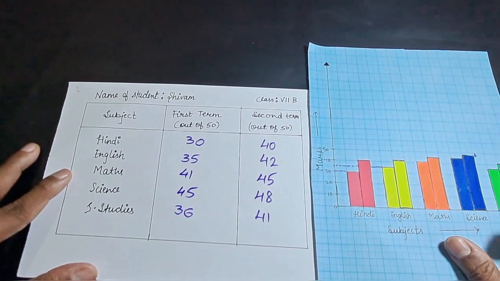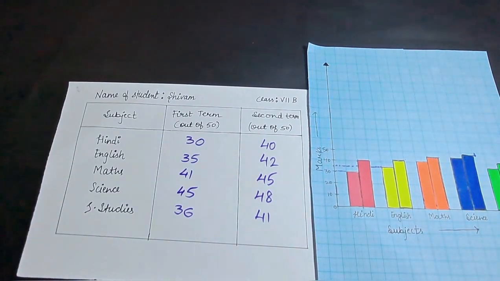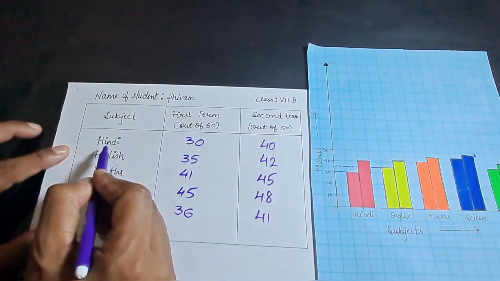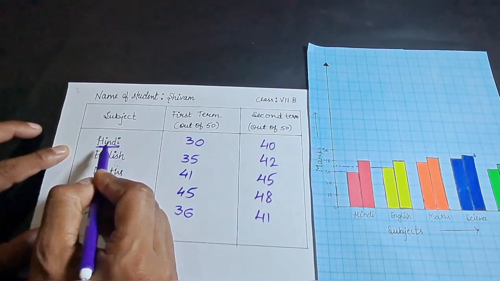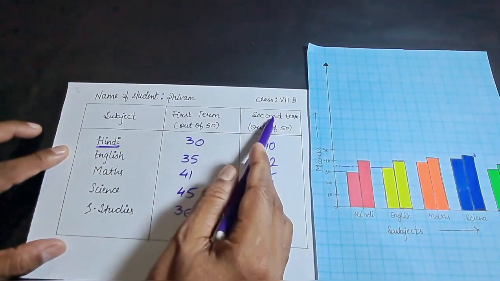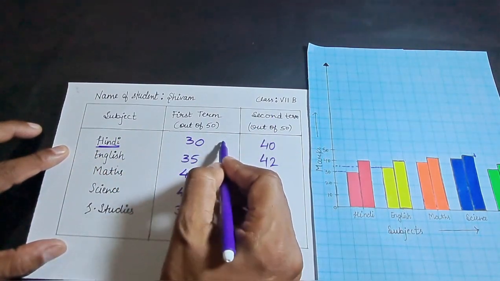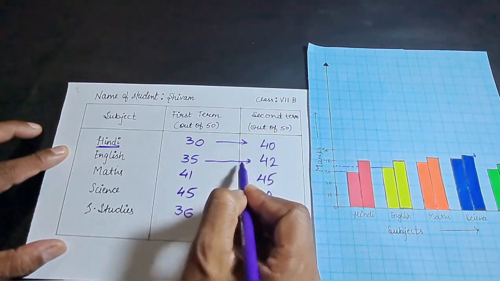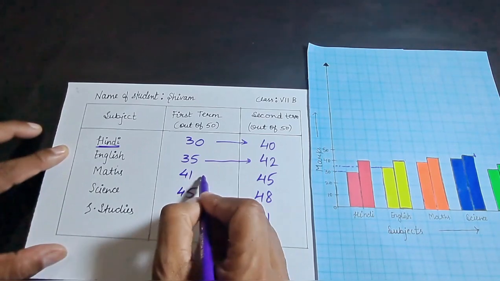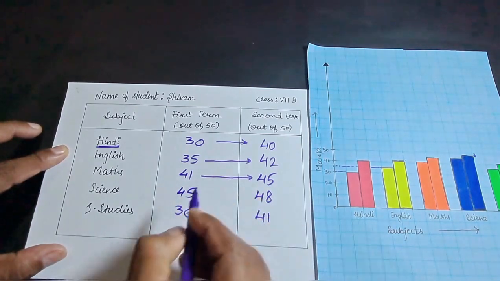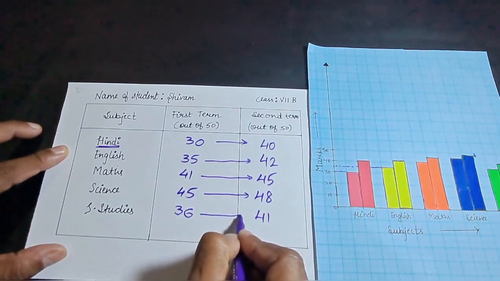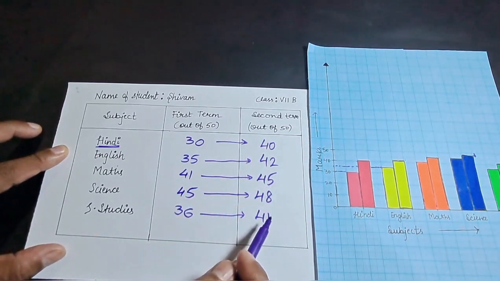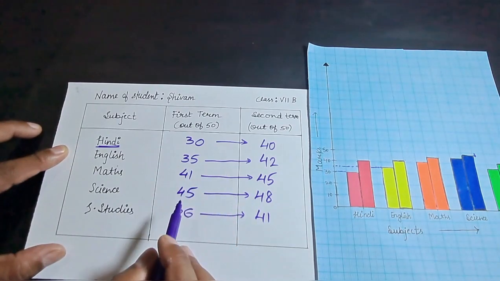Now we can study this table and compare the marks obtained by the student in various subjects in the two terms. You can interpret that in the subject of Hindi, his performance in the second term has increased. That means he has improved in Hindi. Likewise, there is an improvement in English from 35 to 42, in mathematics 41 to 45, and then 45 to 48, and 36 to 41. So in all subjects in the second term, he has obtained greater marks as compared to the first term.